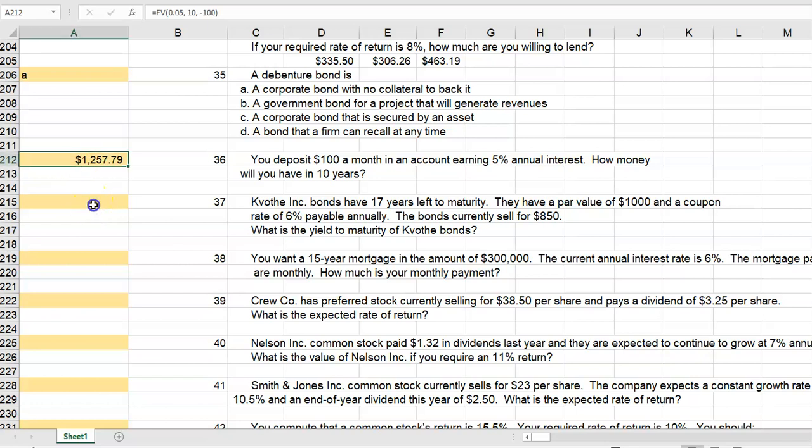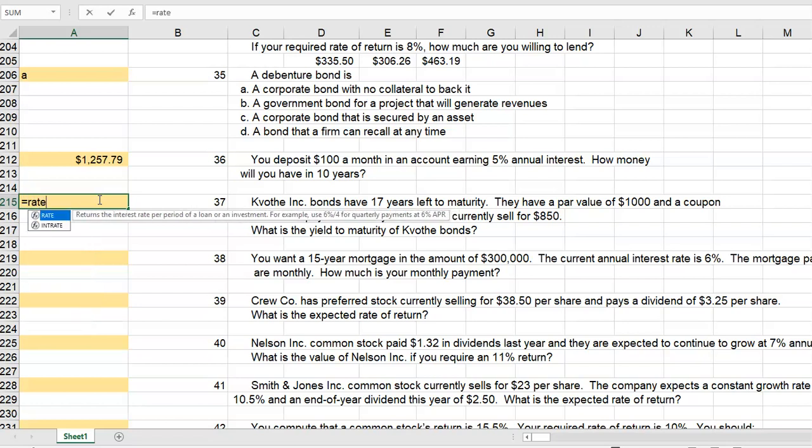Onward. Kvothe. Another good name. It's from a book, The Name of the Wind. Oh. All right, they have 17 years to maturity. What is the yield to maturity? Yield to maturity. So I want to know the rate. Yield to maturity. Rate.